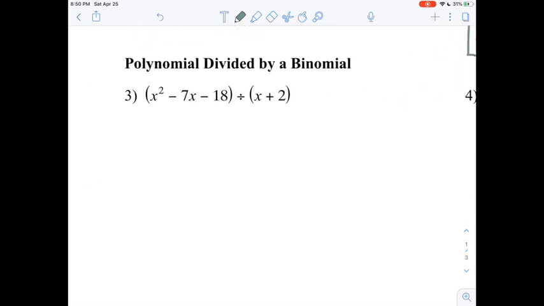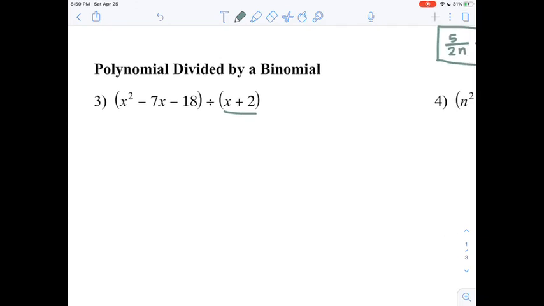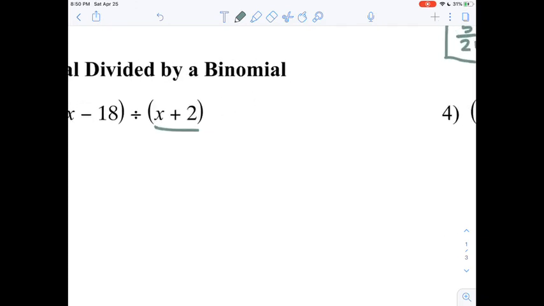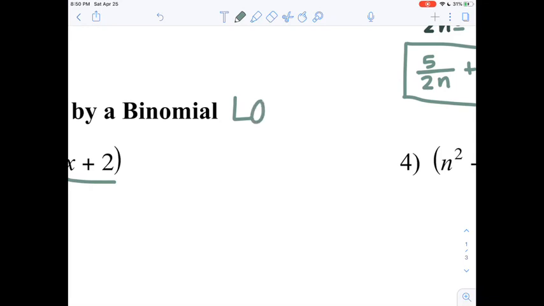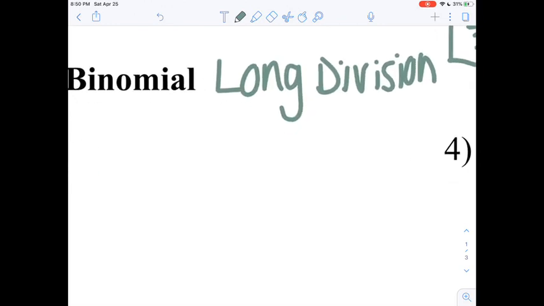Now we're getting into polynomial division when you divide a polynomial by a binomial. So now we're dividing by 2 terms. Before I do this, I want to refresh your memory on long division. The method we're going to learn right now is the long division method. And let's talk about when you divide numbers by long division.